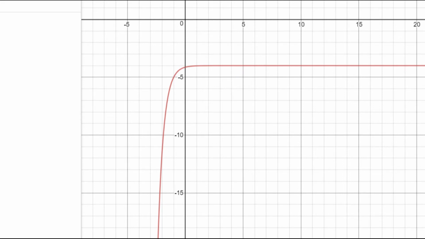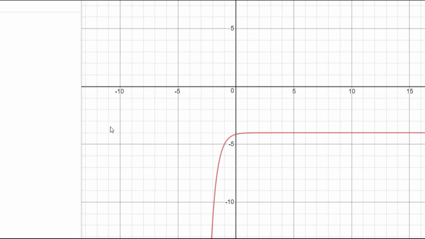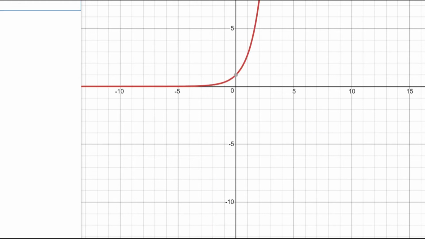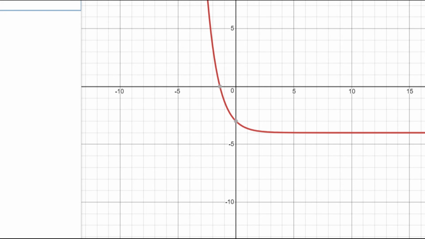Now, remember that the negative reflects it, right? So if you were to do the regular e function, just e to the x, then you would have something that looks like that. If you shift it down 4, then it goes down. If you reflect it about the y-axis, which is what we did, it looks like that. Then if you reflect it about the x-axis, well, then it goes like that. So it starts from there and then reflects like that.